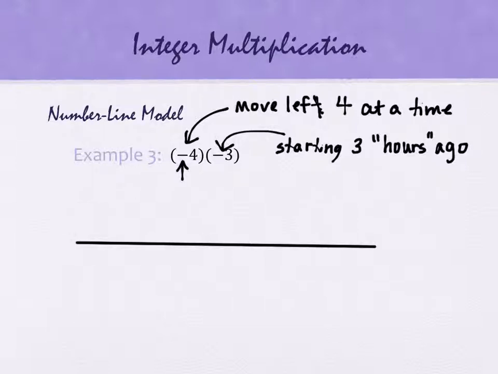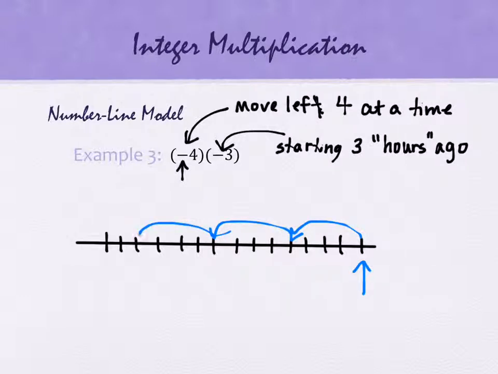So let me draw the picture and then I'll explain it again one more time with this language. I'm going to start, here's the 0, 1, 2, 3, 4, 5, 6, 7, 8, 9, 10, 11, 12. And I really probably shouldn't even mark the 0. Let me just mark a bunch of hash marks. Wherever I'm starting, I'm going to say I'm starting here. And I'm moving backwards 4 at a time, moving left 4 at a time. So 1, 2, 3, 4 puts me here, and then here, and then here. So I'm moving 4 left, 3 times.